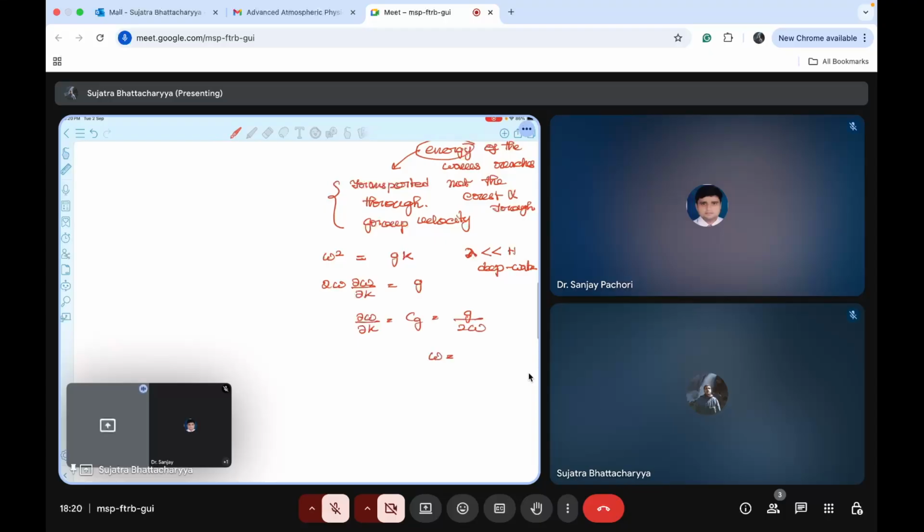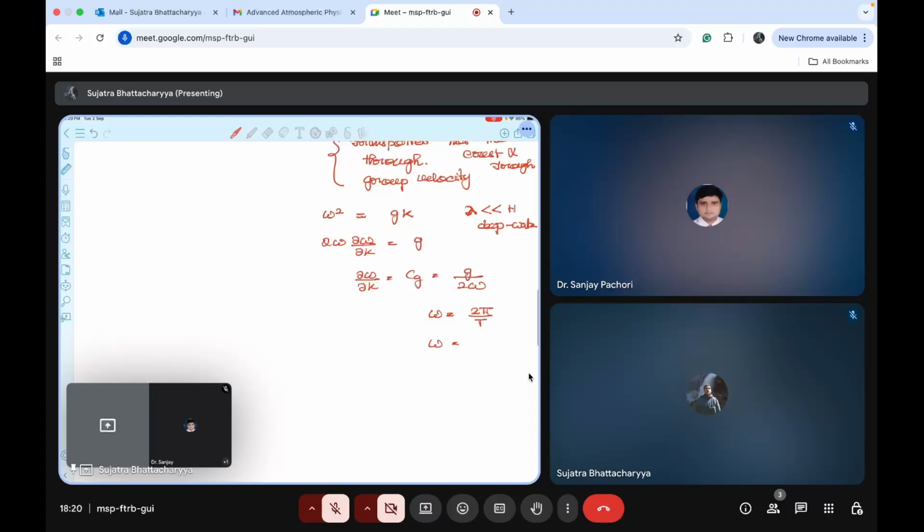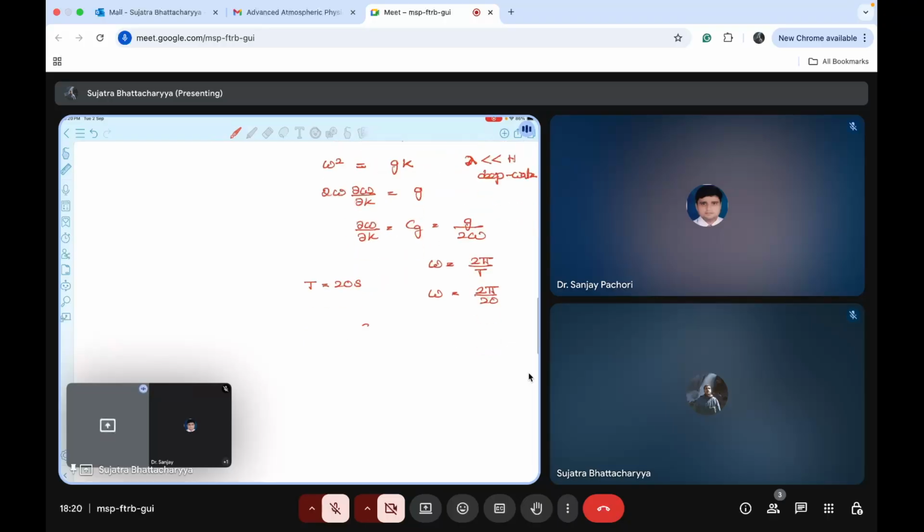So omega is what? 2 pi by T. The time period of the wave is given, T is 20 seconds. So omega will be 2 pi by 20, and you can therefore calculate the group velocity. So g by 2 into 2 pi by 20. So 2 can be 10, this becomes 5, so it will be 5 g by pi. This is the group velocity.